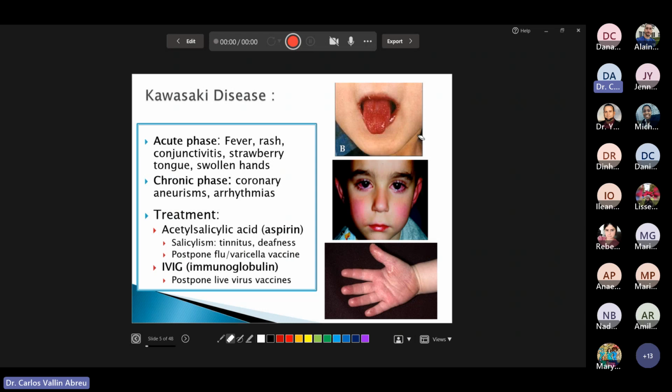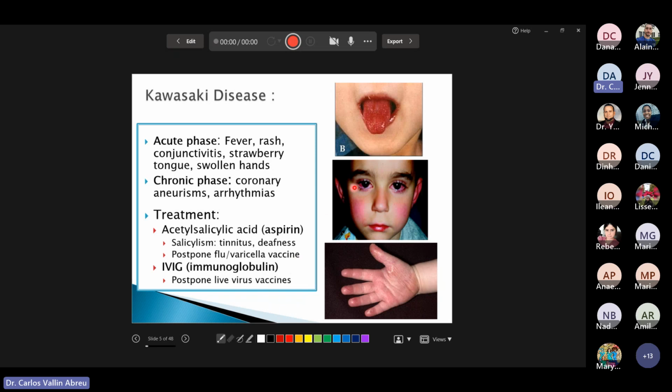And it's important to recognize this condition. Kawasaki disease starts with fever. Fever is the first symptom of Kawasaki disease. The fever can last several days and has no evident origin. And then soon appear the rashes, the enanthema and the exanthema.